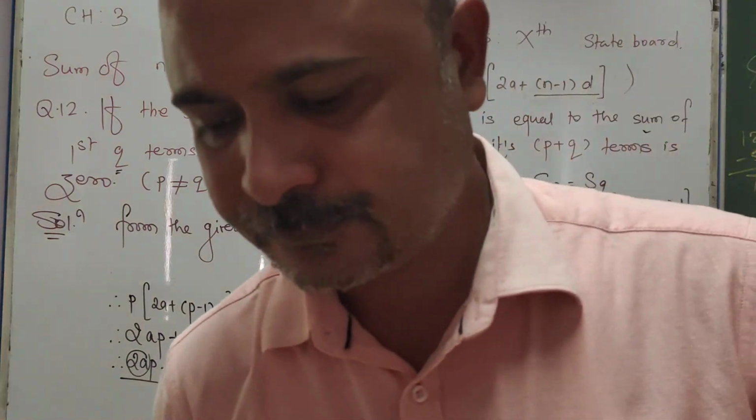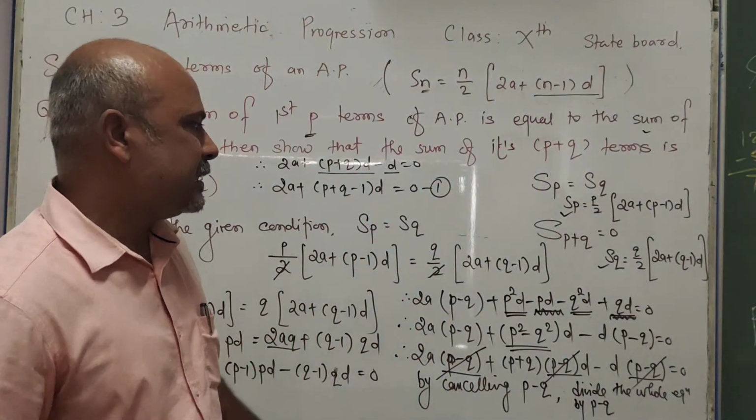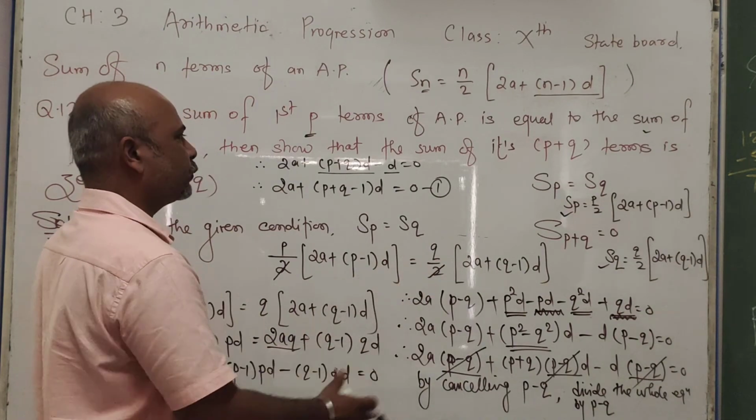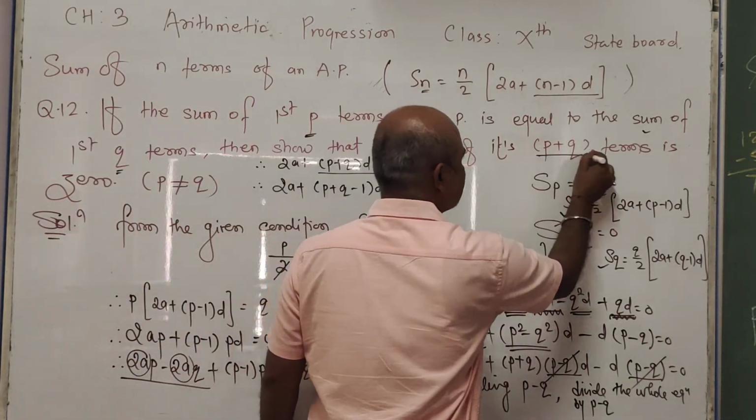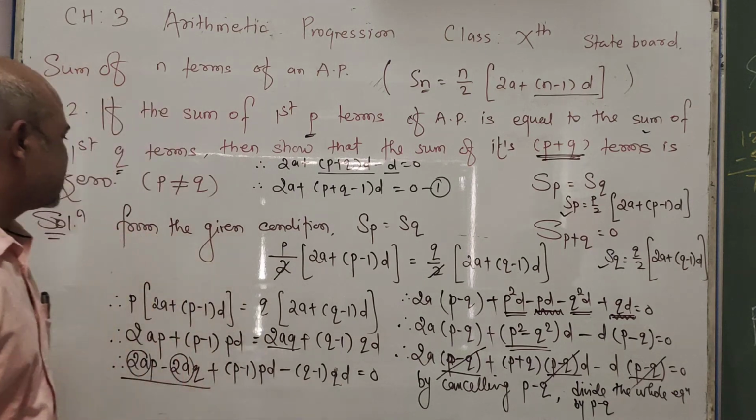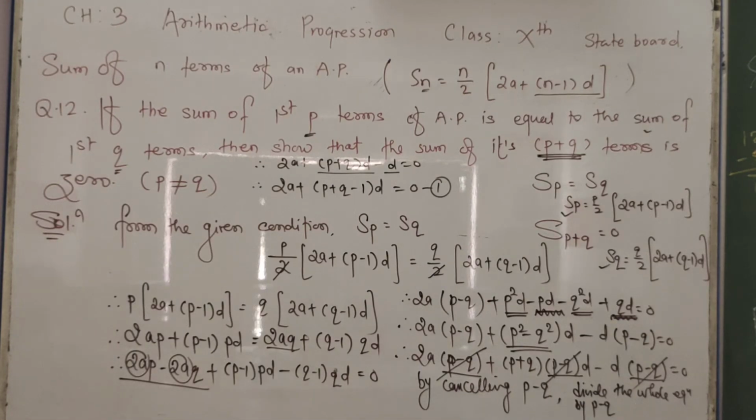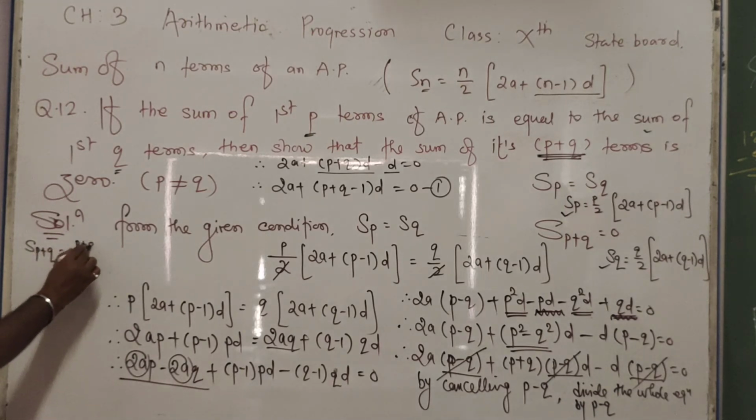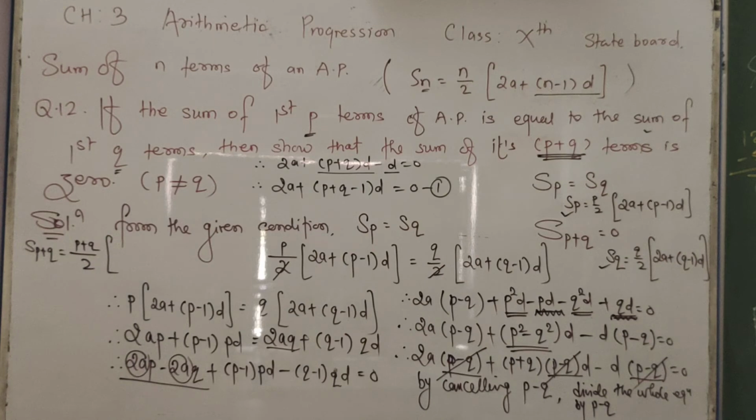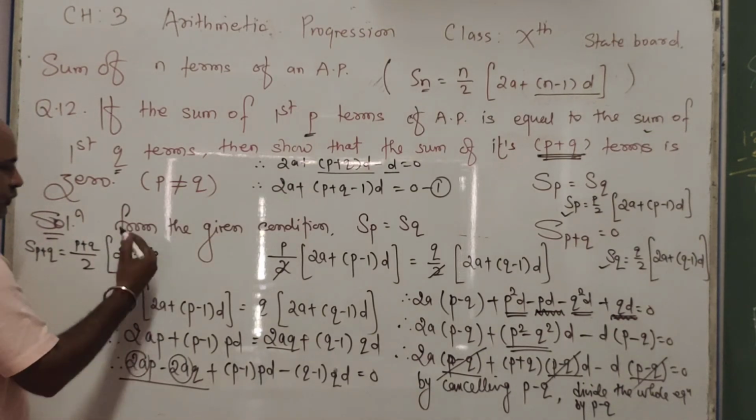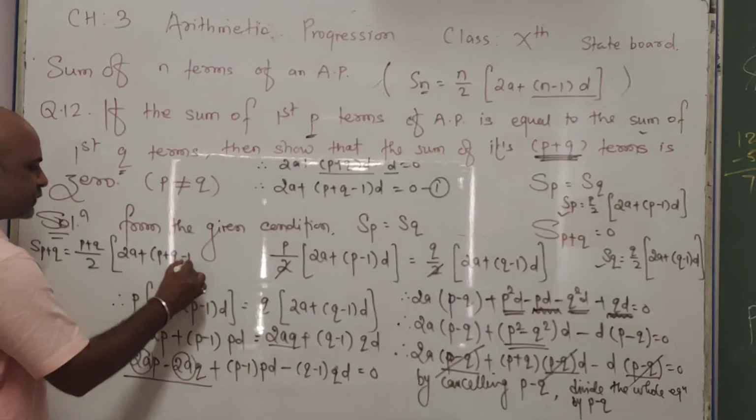Now students, we know what we have to prove, that we have to show that the sum of its p plus q terms is 0. Sum of p plus q terms is 0, it means that you will write sum of p plus q terms equal to what? What is n? n is now p plus q. So you write p plus q divided by 2 in the bracket 2a plus n minus 1 into d. What is n? p plus q. So this is p plus q minus 1 into d.